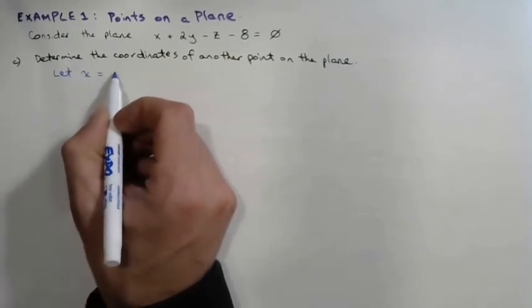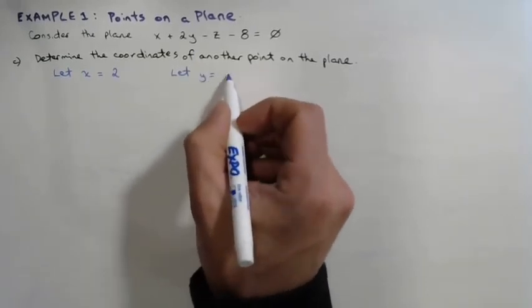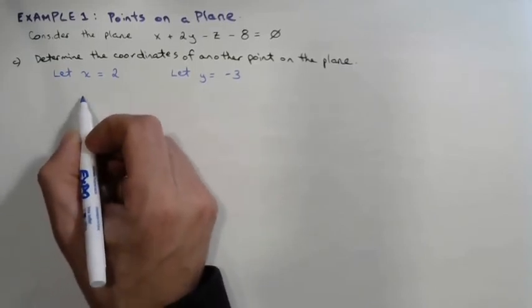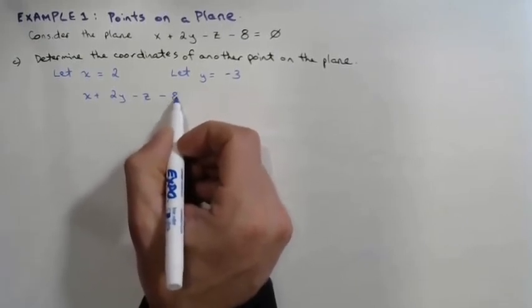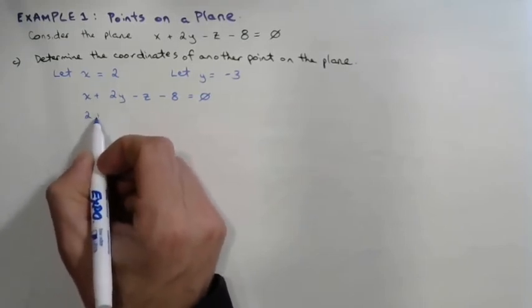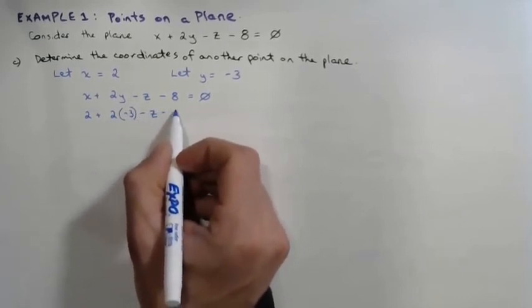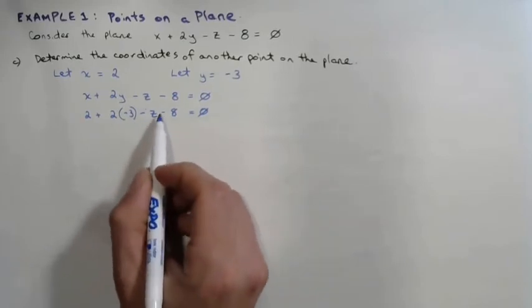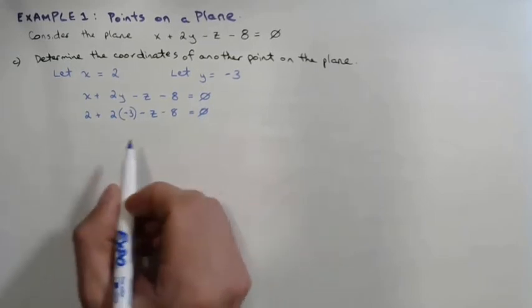So let's let x equal 2, and let's let y equal negative 3. Again, arbitrary values. Well, I have x plus 2y minus z minus 8 equals 0. That statement has to remain true. Well, if x is 2, I have 2 plus 2 times y, and y is negative 3. Now I have one equation, and the only variable left is z. So I can figure out what z has to be to make this equation true.